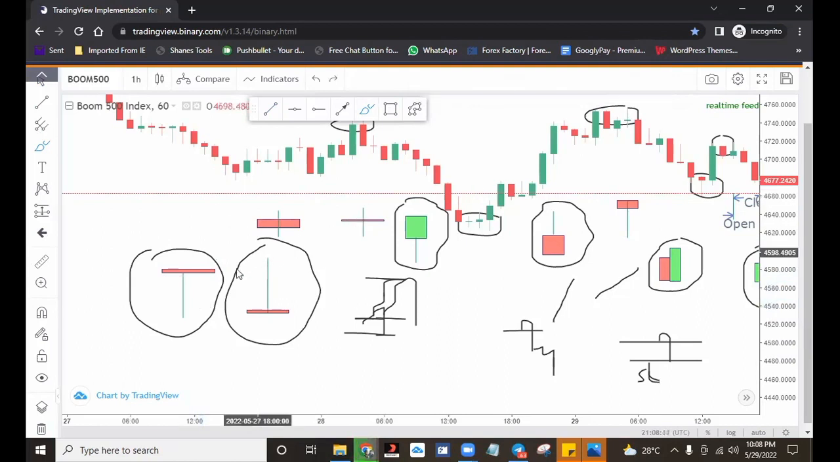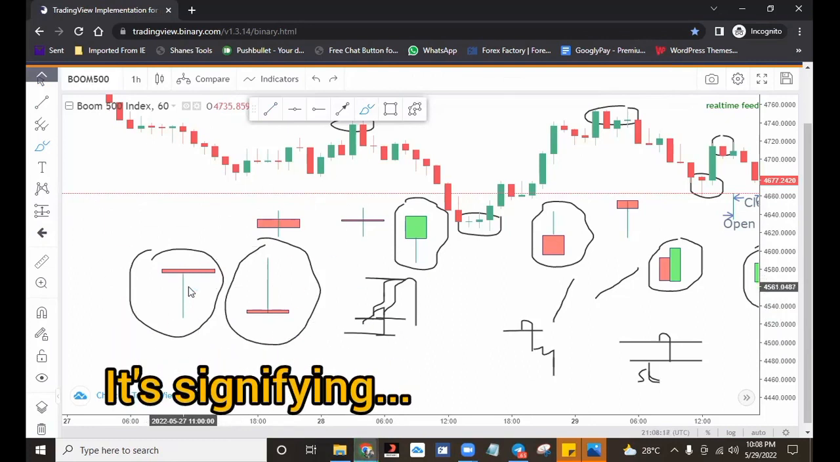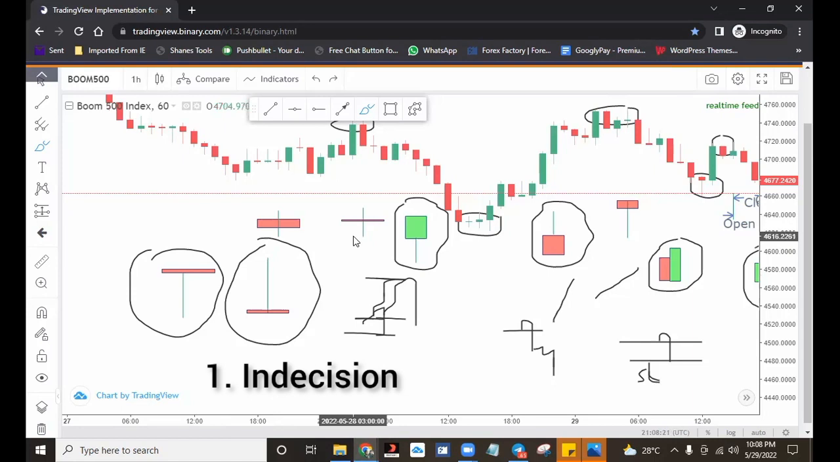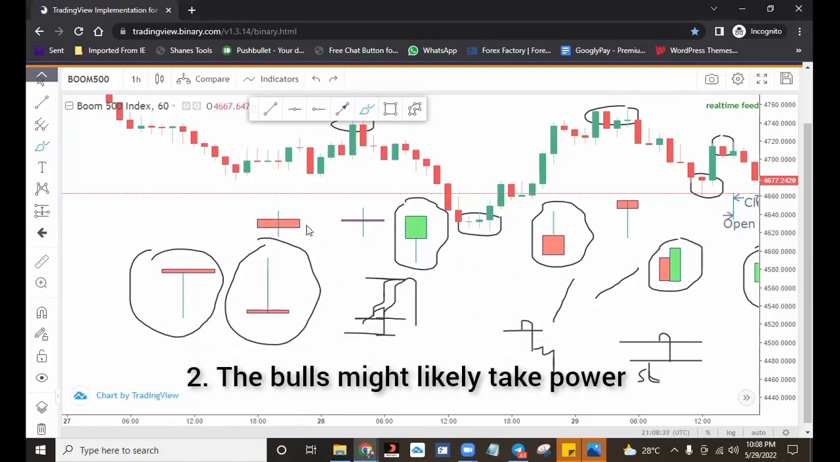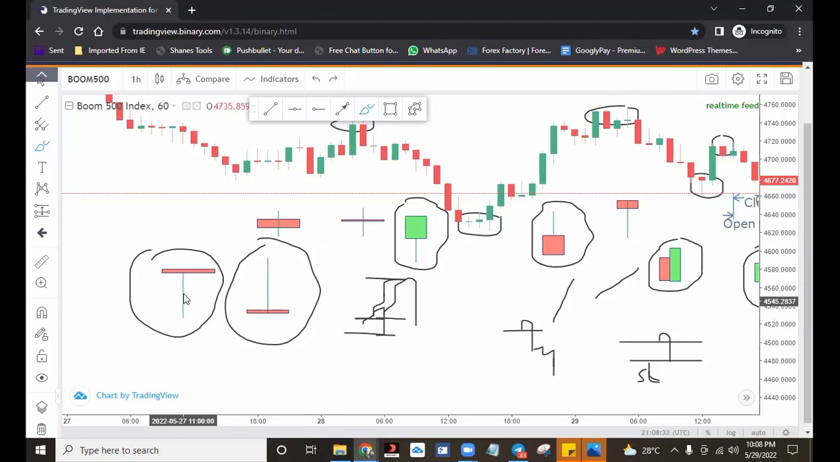So when you see a dragonfly doji, number one, it's signifying what? Indecision, because it's a doji. And number two, in the midst of that indecision, it is also trying to signify that the bulls might likely take power. Why? Because you can see how the bulls massively rejected, and there was a very long wick, only for price to close here. So the bulls might likely take power, but the market is still indecisive, in the sense that the bulls might likely take power, or it might continue going down. When you see a gravestone doji, it tells you that the bears were strongly in power during this era, but the market is still indecisive.